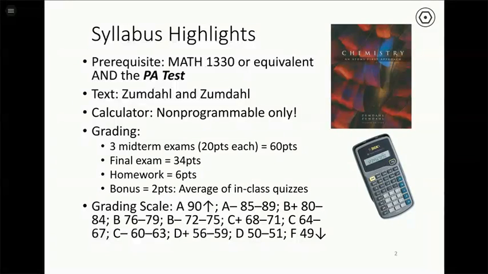More details on those forthcoming, but that can be worth up to 2 points. So in reality, the maximum grade in this score is 102 out of 100. Okay. And then here's the scale, and we won't change this, so don't ask if we're going to curve or anything. This is the curve.